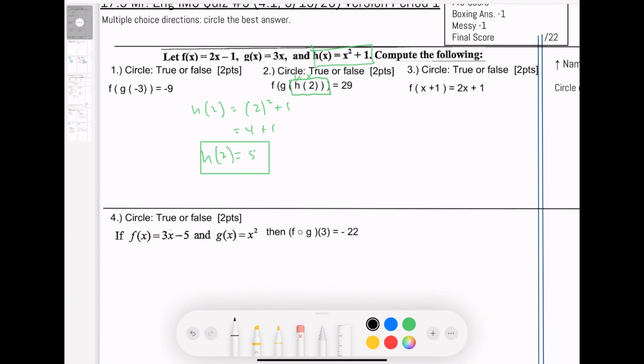This is my input, and this is my output. This is my answer. Now that green is 5, so now I need to find g of 5. This 5 here now becomes the input into function g. So for g, every x value, I'm going to write 5. G of 5 equals 3 times 5, which means 15. G of 5 equals 15.